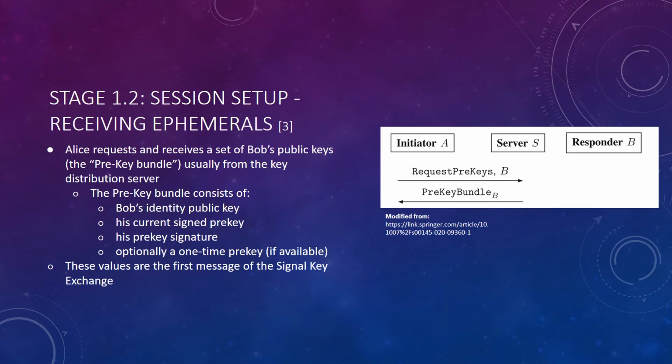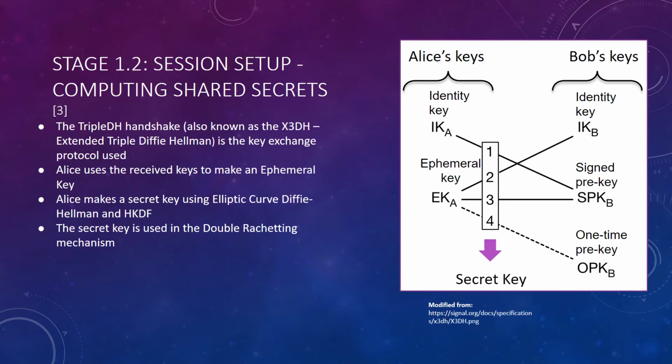In order to set up a session, Alice needs to first request and receive Bob's public keys in the form of a pre-key bundle. The pre-key bundle consists of Bob's public identity key, his current signed pre-key, his pre-key signature, and optionally a one-time pre-key. The underlying key exchange mechanism is known as the extended triple Diffie-Hellman protocol. It's also known as the triple Diffie-Hellman handshake.